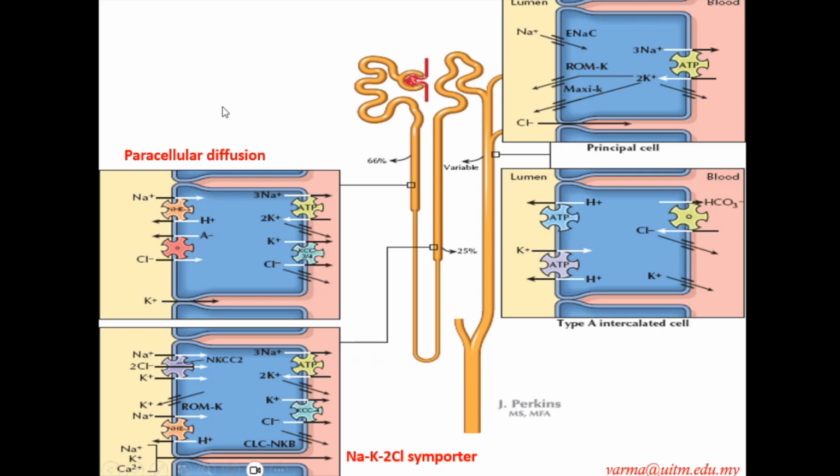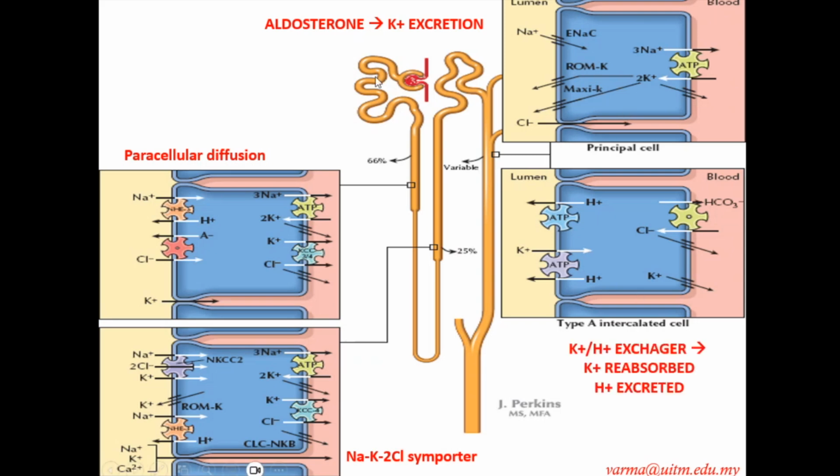Then we go to the thick ascending limb of the loop of Henle, where potassium is being reabsorbed via the sodium potassium 2 chloride symporter. And then we talk about the distal tubule and collecting tubule, where sodium and potassium reabsorption and excretion is variable based on aldosterone and which cell is involved, either the principal cell or the type A intercalated cell.